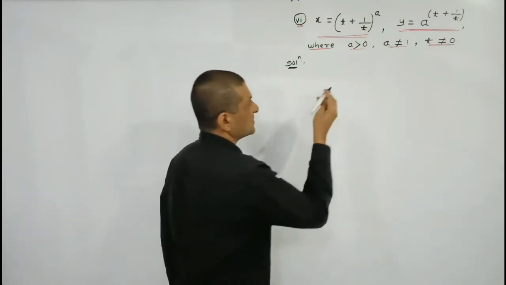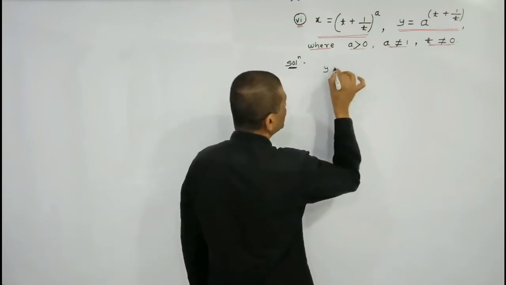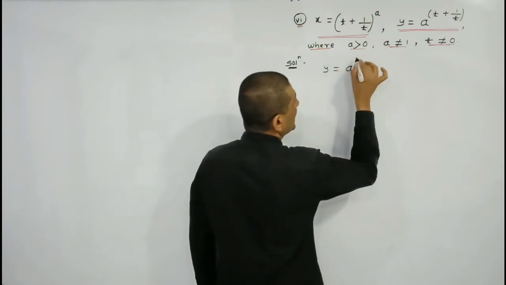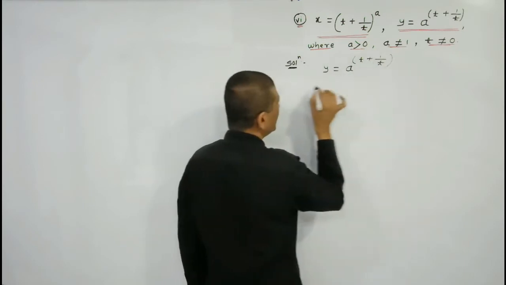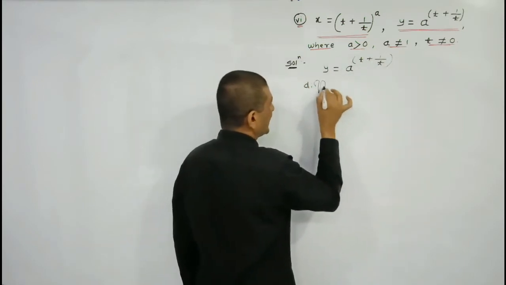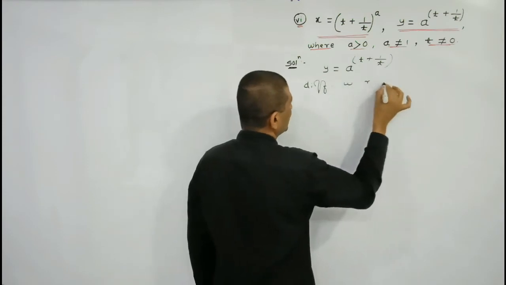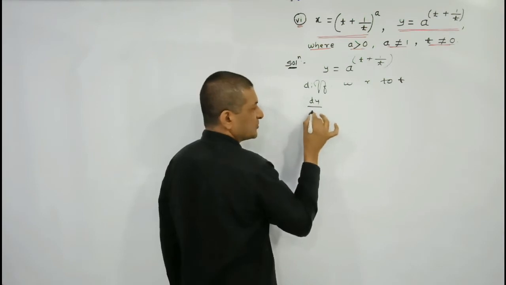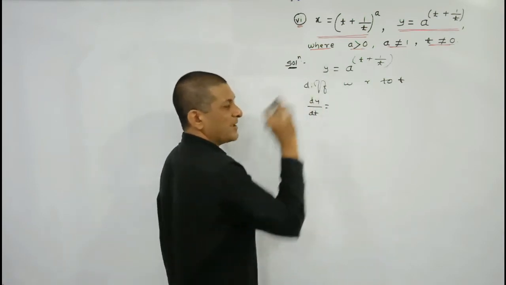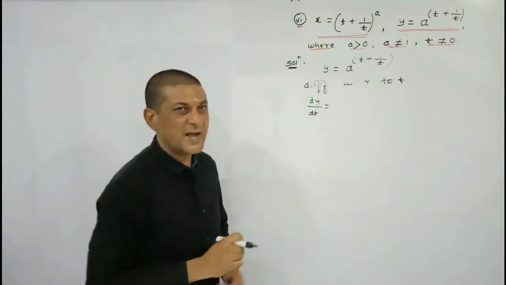So first we are considering y. So here y is equal to a raised to power t plus 1 by t. This is the given function. We are differentiating it with respect to the parameter. And what is the parameter here? Parameter is nothing but t. So let us differentiate it with respect to t. So the derivative of y with respect to t we are denoting by dy by dt.